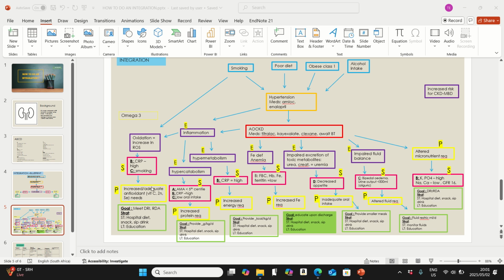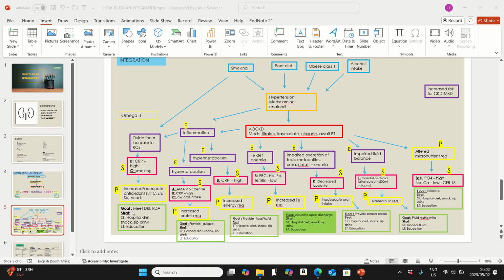I don't think I've covered this as yet. So yes, with the high oxidation, etc., this is your signs and symptoms, the high CRP, the smoking. The plan is to have increased or adequate antioxidant needs. Okay, in this case, it is important to include your micronutrients always, because it definitely forms part of your best statements and your prescription for your patient.